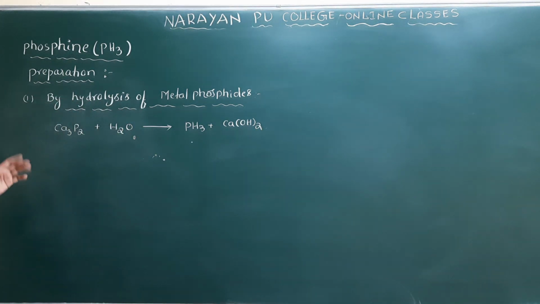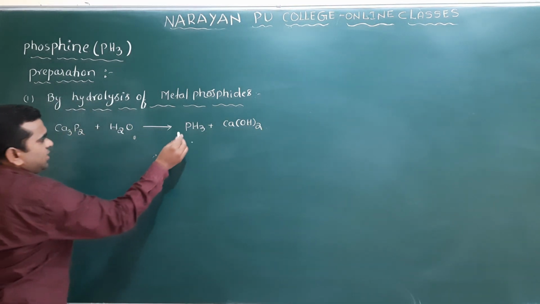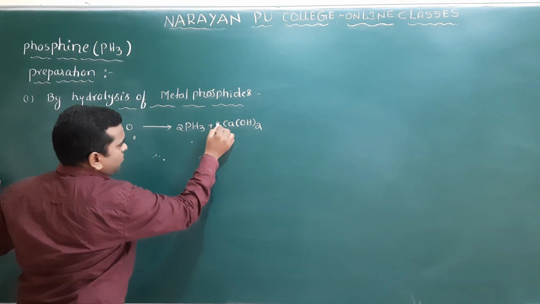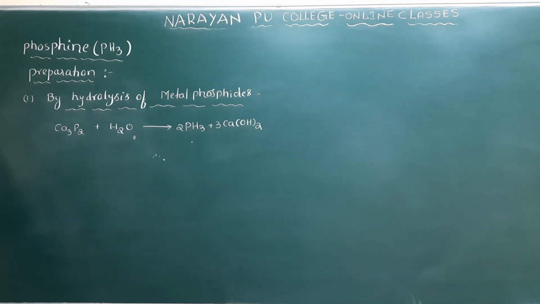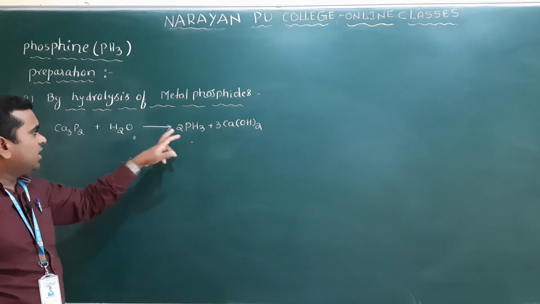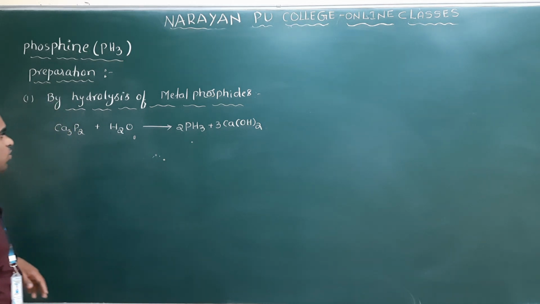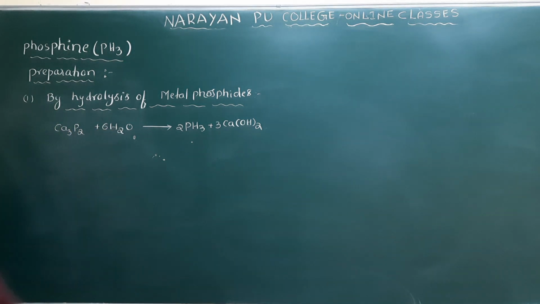Now balance it. How many phosphorus atoms are there? 2, so multiply phosphine with 2. How many calcium atoms are there? 3, so multiply calcium hydroxide with 3. Then balance hydrogens: 2 into 3 is 6, 3 into 2 is 6, total 12. So I have to take 6 molecules of water. This is with water. With acid also you can write.